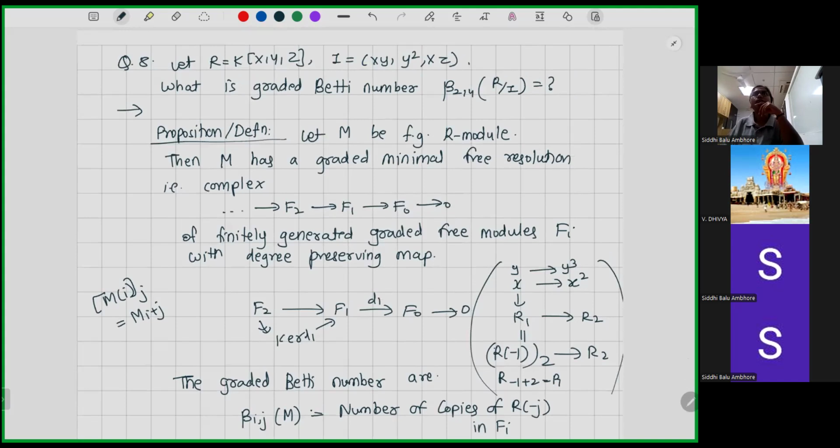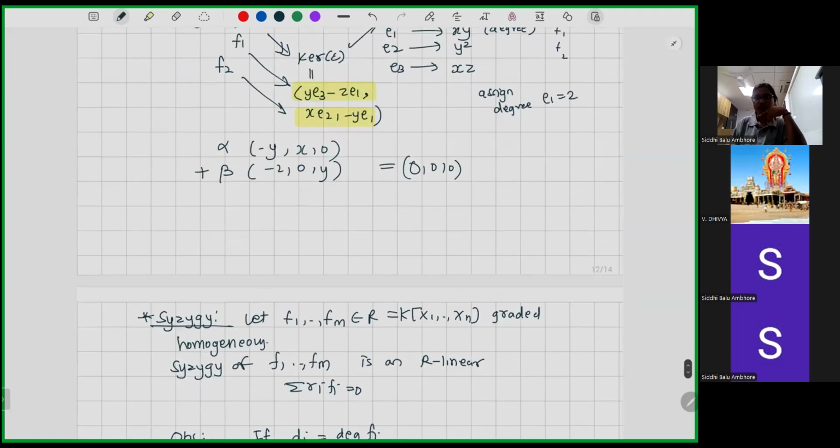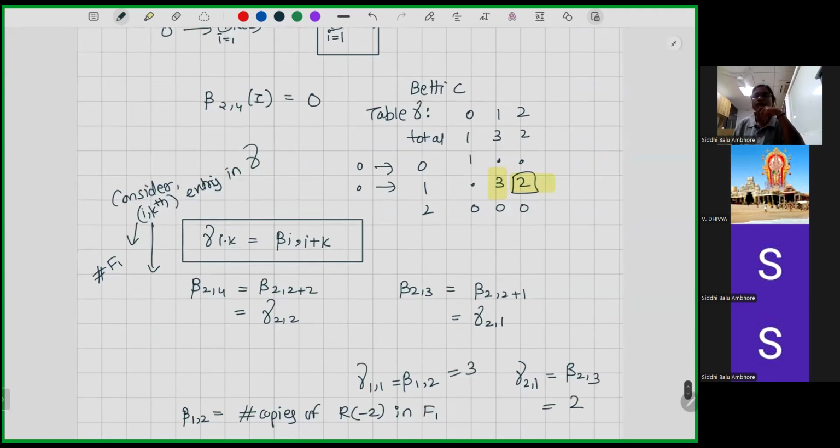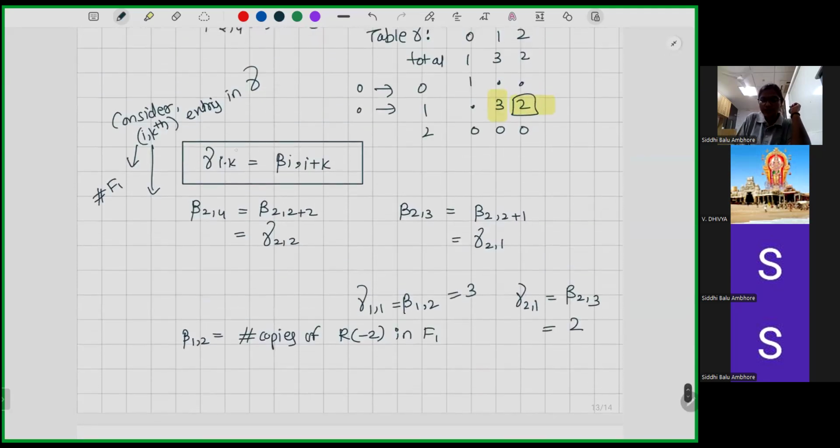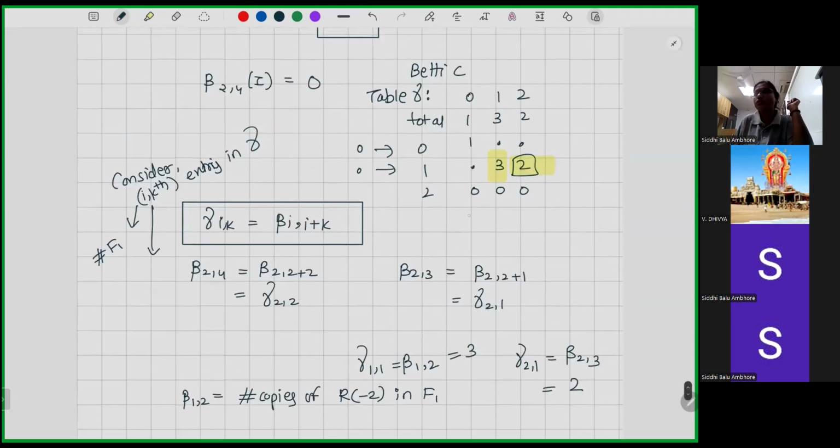And is this okay? Yes, gamma 2, 1 is beta 2, 3. Gamma i comma k is beta i comma i plus k. So as you ask, gamma 2, 1 is beta 2, 3. Just follow this notation here, and I will highlight also. It will be easy to understand.